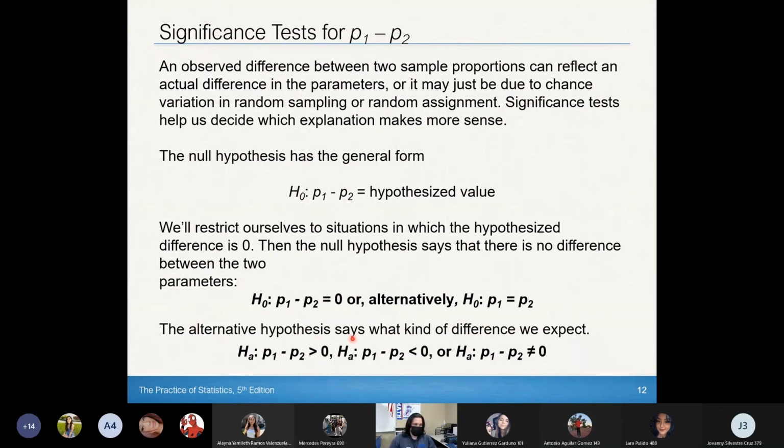The alternative hypothesis says what kind of difference we expect. Right, we can have the alternative being that the difference is greater than 0, the difference is less than 0, or that it's just not 0, meaning we have a two-sided significance test. Okay, so we have essentially all the same things that we just worked with in chapter 9, except now we're dealing with differences in proportions. And in the cases that we're going to be looking at, our null hypothesis will have a difference of 0, meaning no difference.